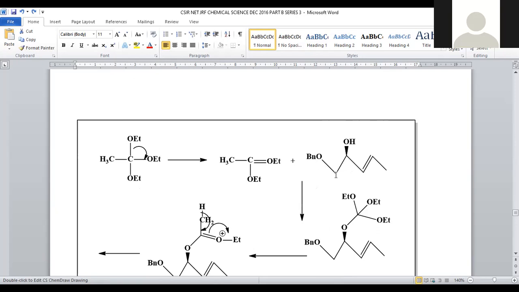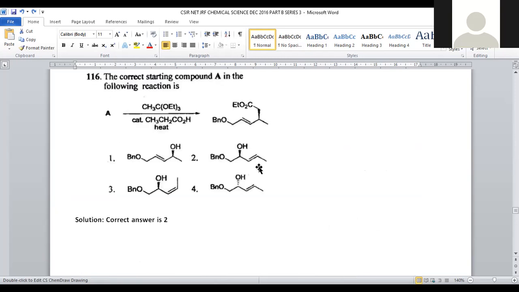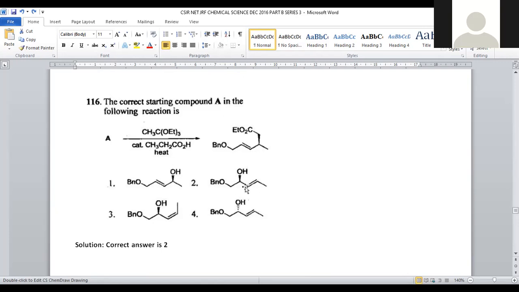So the product is given. The only thing we have to know is what is the starting material. The starting material is a 1, 2, 3, 4, 5 carbon chain with O-benzyl, OH, and the olefinic double bond, right? That is given in option number 2, right? So this is the starting material. If you take this, it will be treated with CH3C(OEt)3. So it will be reacted, followed by reaction with this one, and we will get the final product, this, right? So for question number 116, option number 2 is the correct answer.